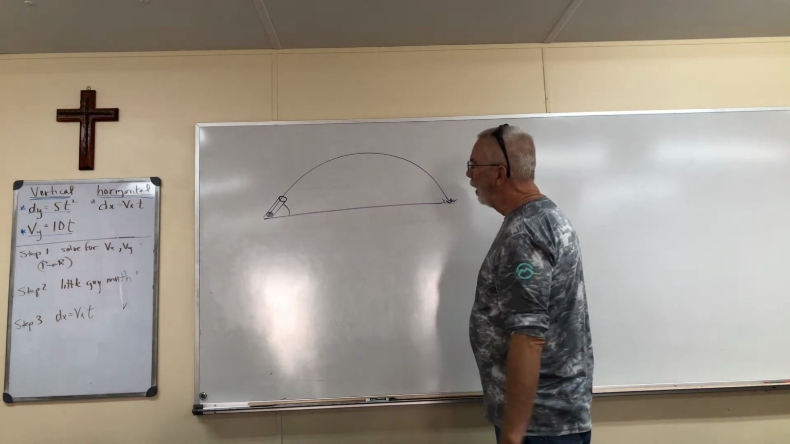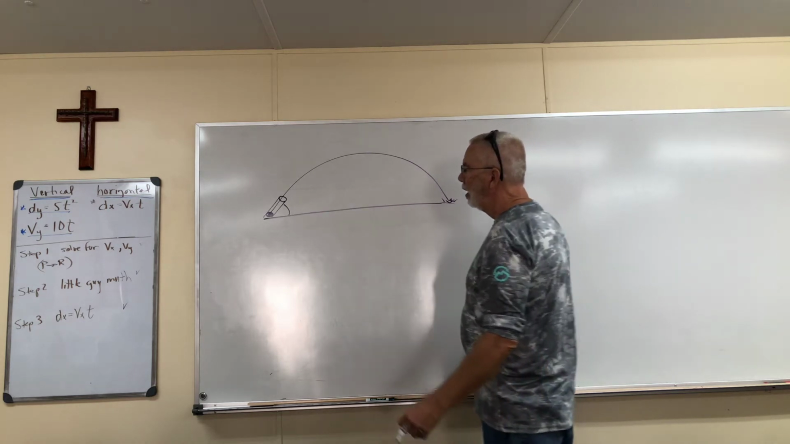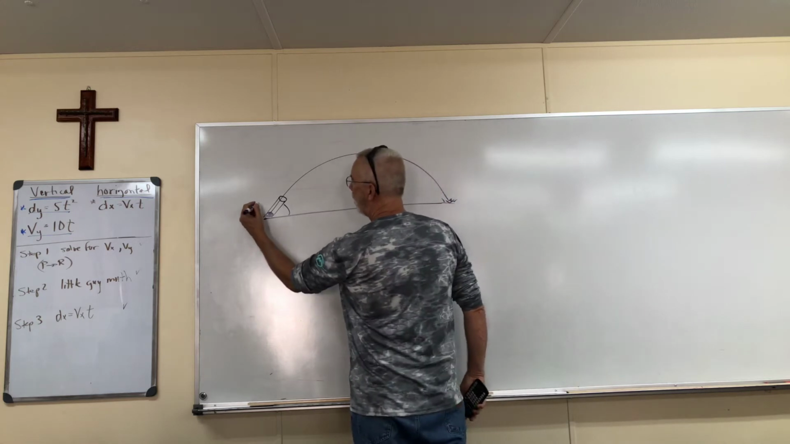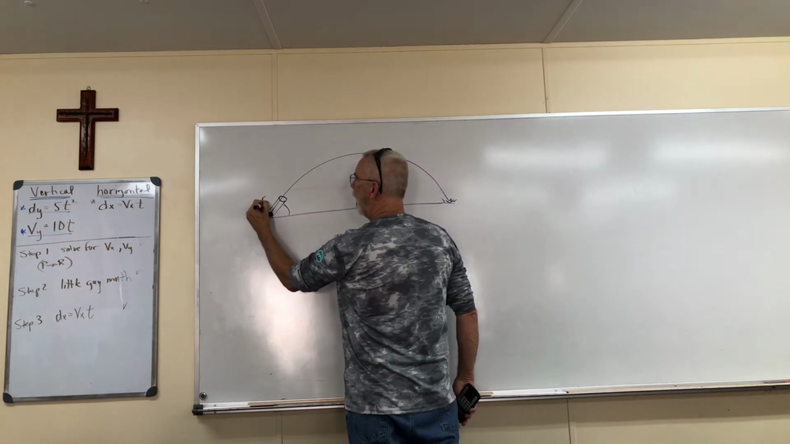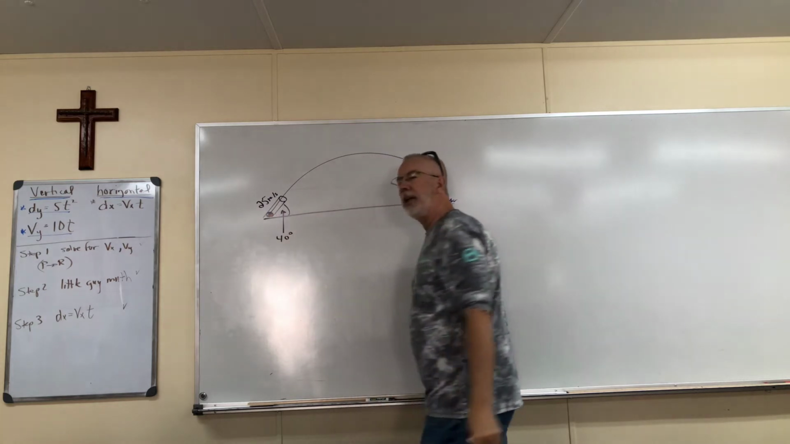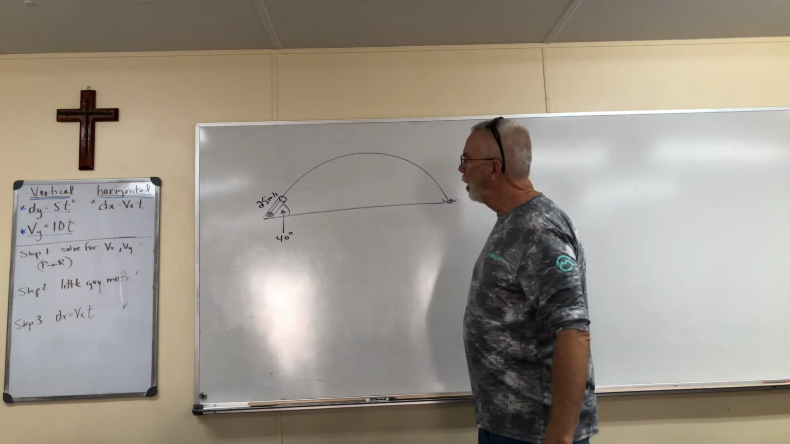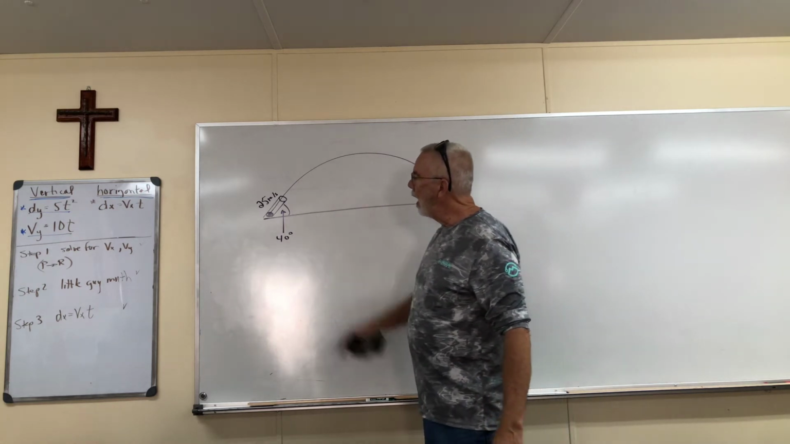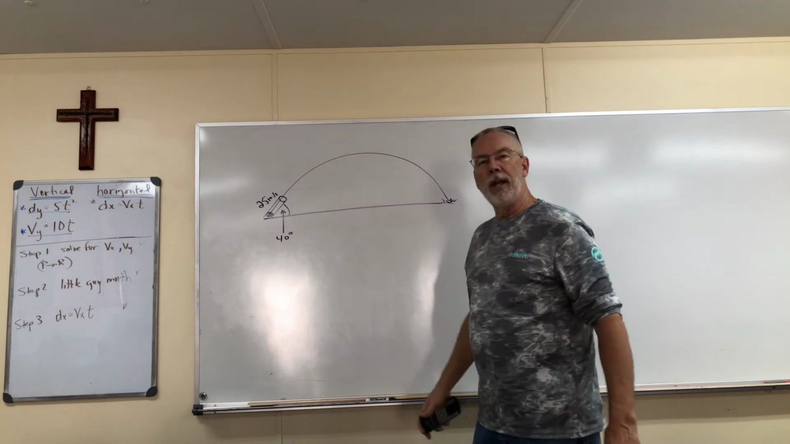One of the things that they'll say in this problem is that they'll tell you the initial velocity. Let's make one up, like 25 meters per second, and then let's give it an angle of 40 degrees. So they're shooting this projectile at 25 meters per second at a 40-degree angle.